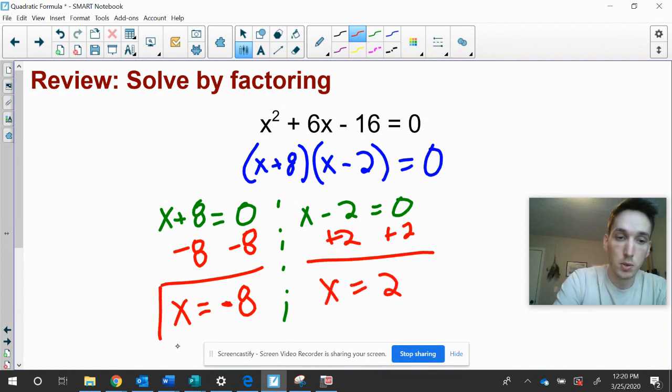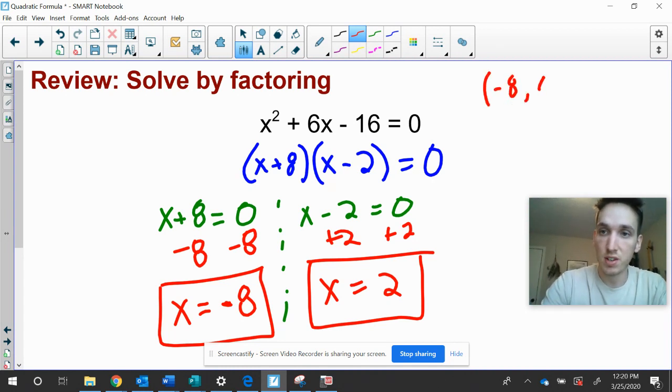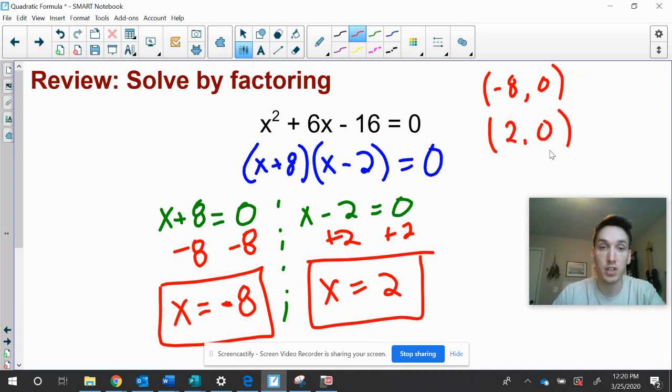Okay, here are my two answers, my two solutions to the problem, right? And hopefully you guys remember that these are our x-intercepts of this equation, right? Because we're trying to see where y is 0. So that means they have x-intercepts of (negative 8, 0) and (2, 0). So that was solving a quadratic equation by factoring.